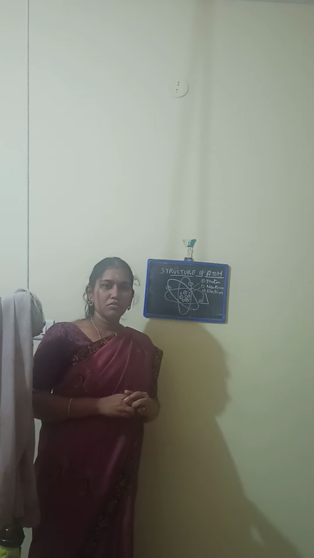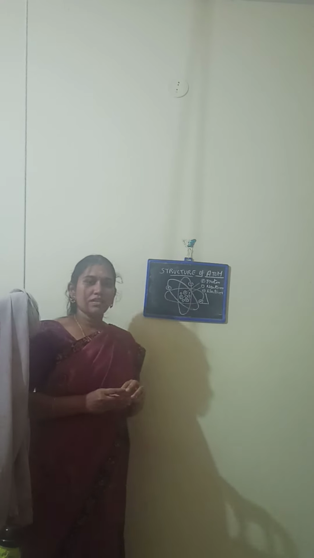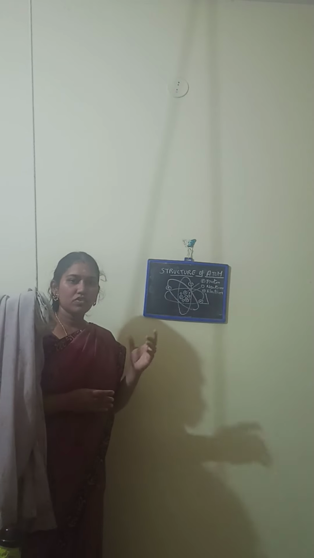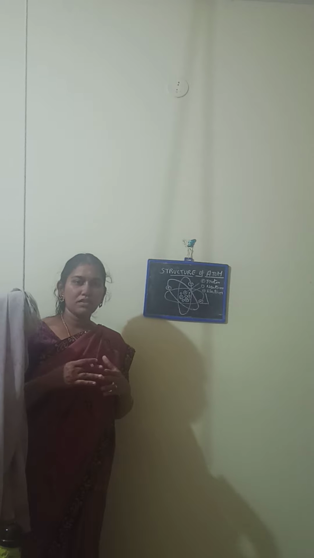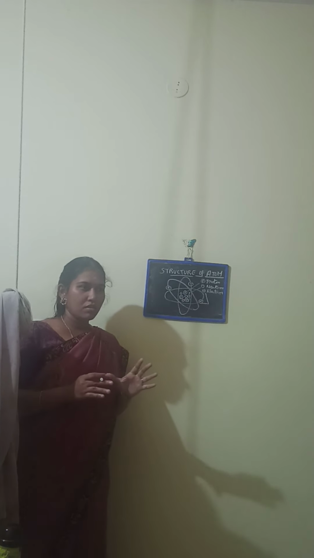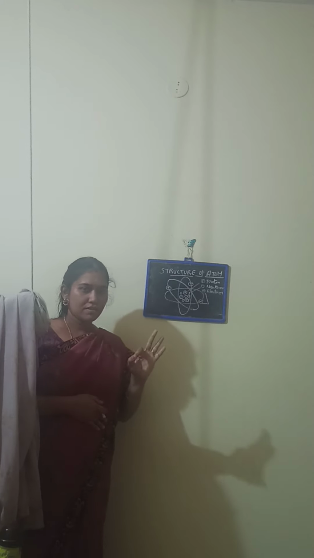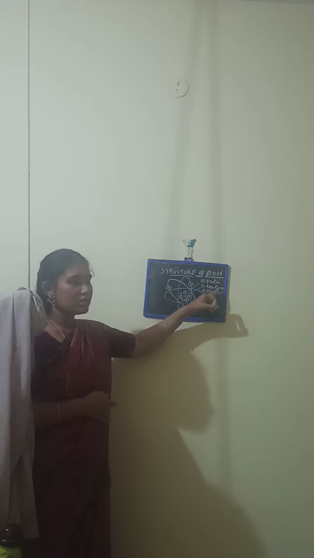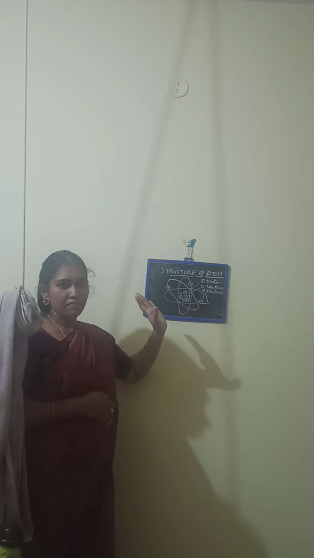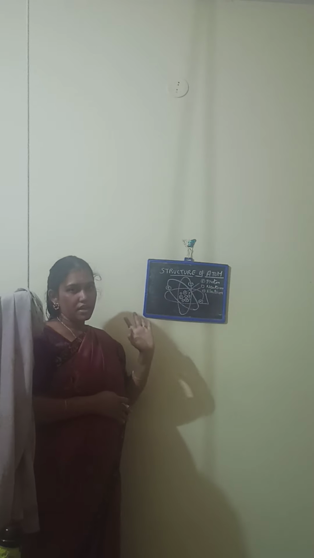Everyone, today I am going to discuss the structure of the atom. In this topic, we discuss how the atom is composed. Basically, an atom comprises three parts: one is the proton, another is the neutron, and the other is the electron. Actually, what are protons, neutrons and electrons?